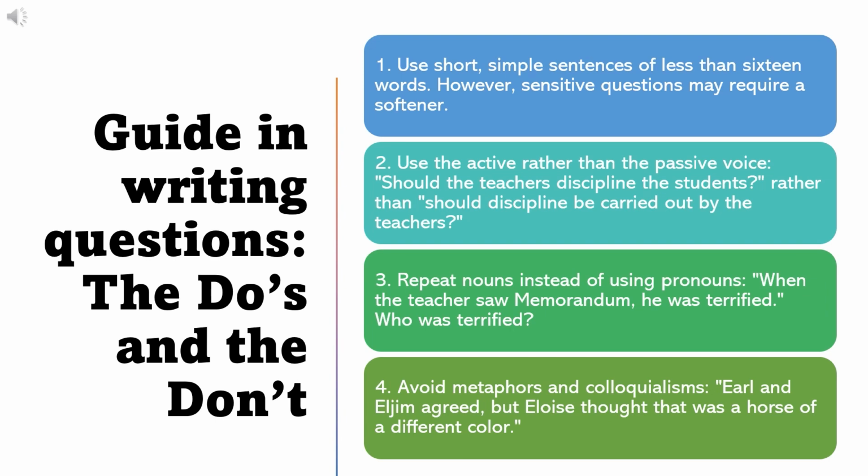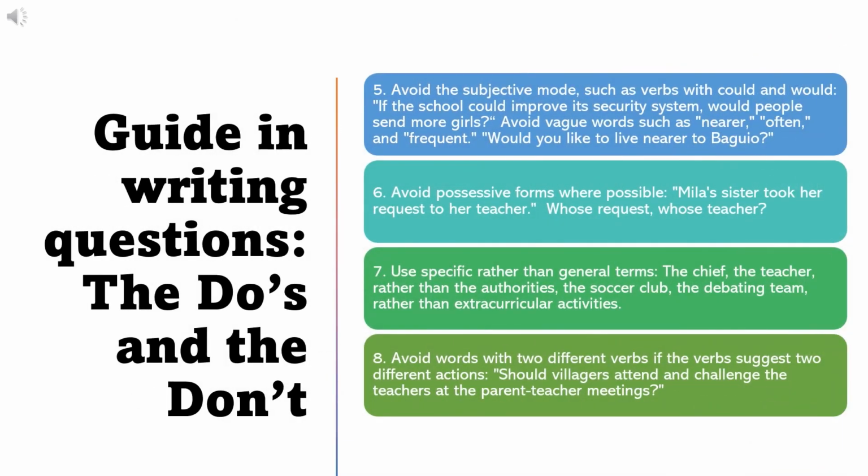3. Repeat nouns instead of using pronouns. When the teacher saw the memorandum, he was terrified. Who was terrified? 4. Avoid metaphors and colloquialisms. Earl and Elgin agreed, but Eloise thought that was a horse of a different color. 5. Avoid the subjunctive mode, such as verbs with could and would. If the school could improve its security system, would people send more girls? Avoid vague words such as nearer, often, and frequent. Would you like to live nearer to Baguio?